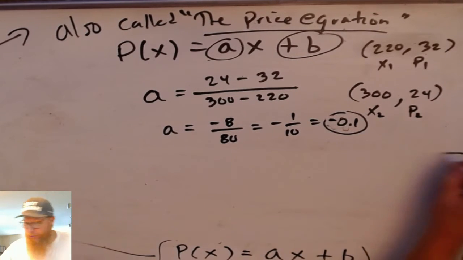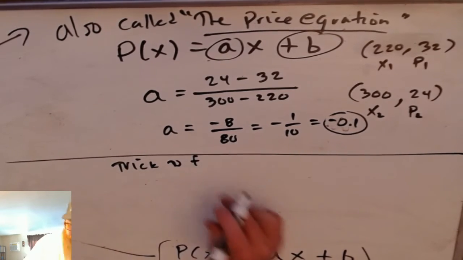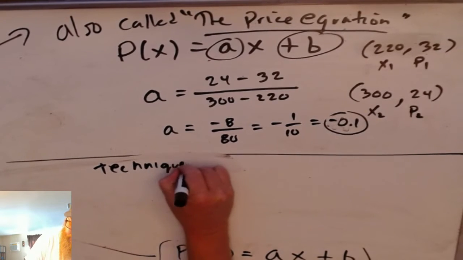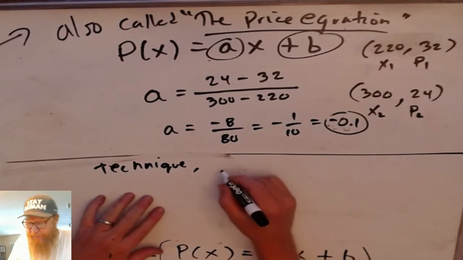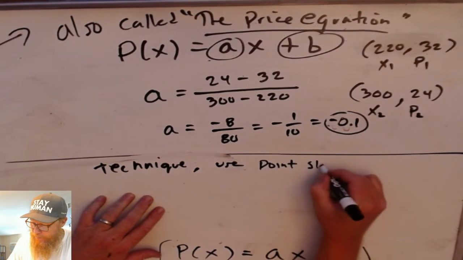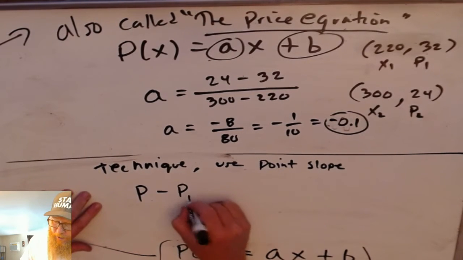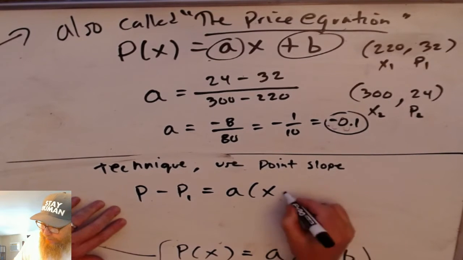There is a neat trick, if you like. Might as well. I don't want to call it a trick. Let's call it a technique. A trick makes it sound like I'm trying to trick you or something. So the technique to find B is to use the point slope. Remember that one? So it's P minus P1 equals A times X minus X1.